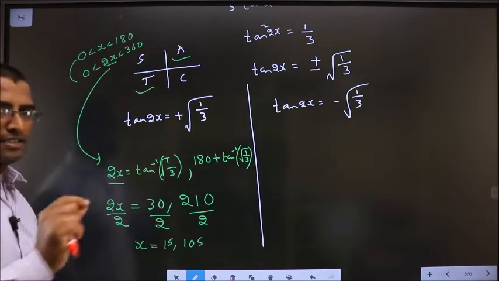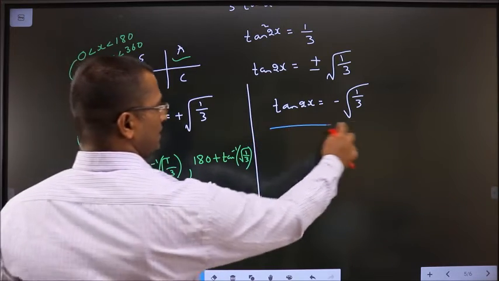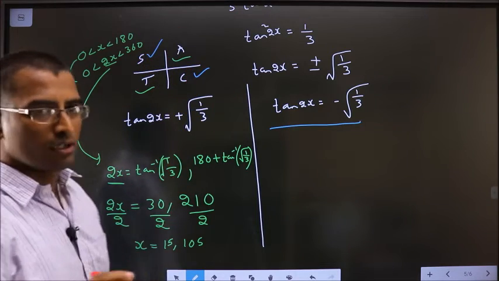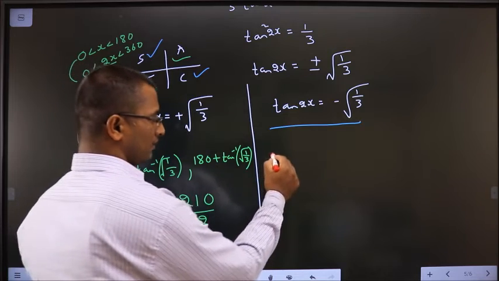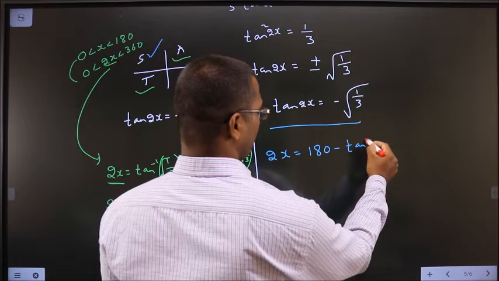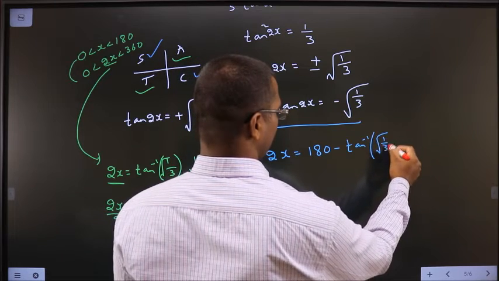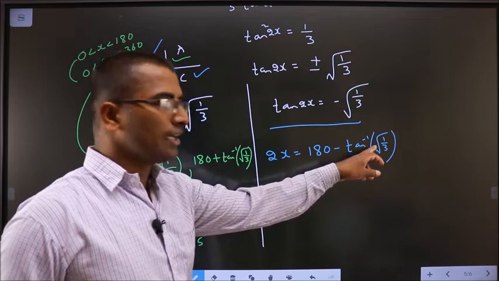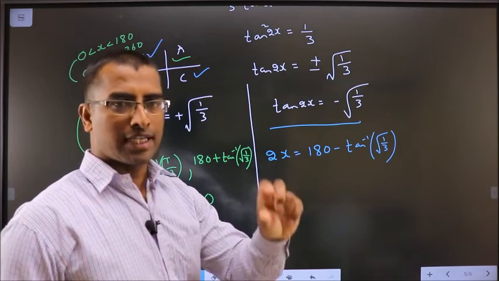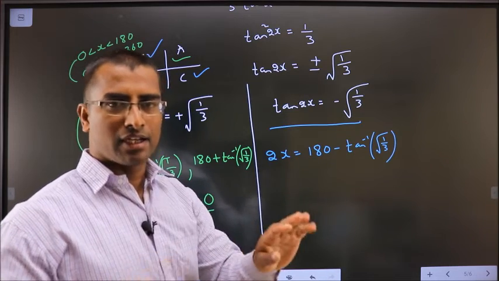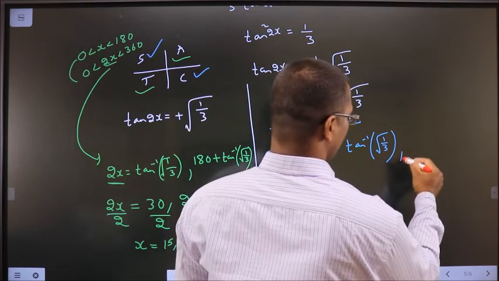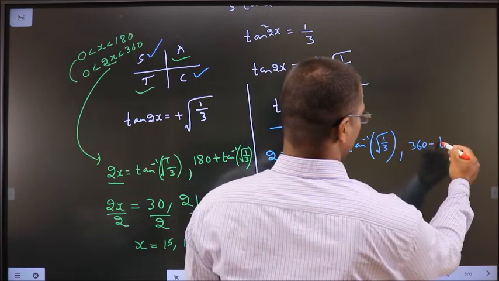Now let us see when it is negative. Where all is tan negative? Negative in second and fourth. To get an angle in second quadrant, we do 180 minus tan inverse under root 1 by 3. Again you will not take the negative sign here. The negative sign helps you to select the quadrant. Its work is done over there. Okay. Now, to get an angle in the fourth, we need to do 360 minus.